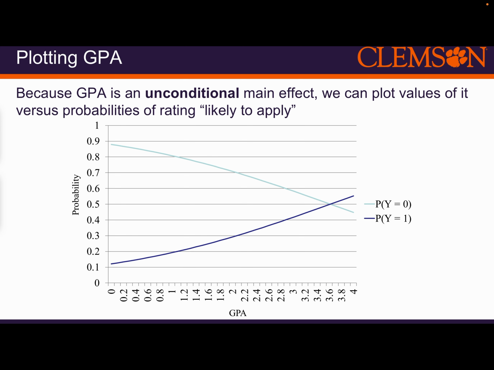And we can also plot this, right? It's an unconditional main effect, so we can plot it for values of GPA versus probability. These are probabilities, right? So as GPA goes up, the probability of likely to apply goes up. But if the probability of likely to apply goes up, that means the complement, the other probability, 1 minus it, must come down.